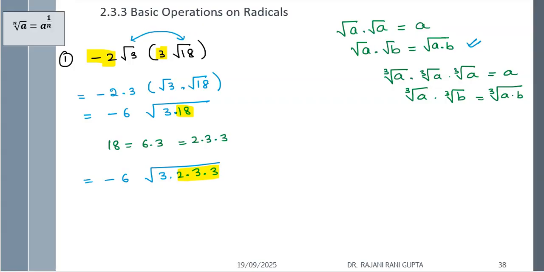Now, check. It's a square root, so we need two of the same numbers to come outside. So this 3 and 3 come outside the root sign. You get minus 6 times 3 root of 3 times 2, because 3 is there one time and 2 is there one time, so they cannot come out of the root sign. So it gives you minus 18 root 6. This is how you multiply.